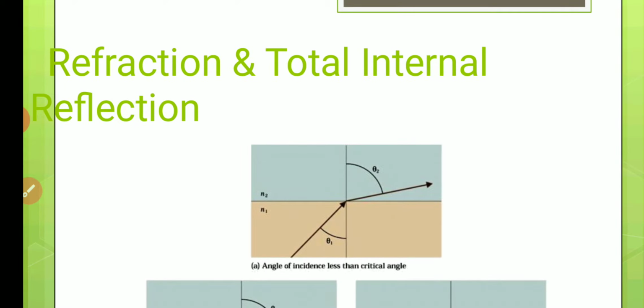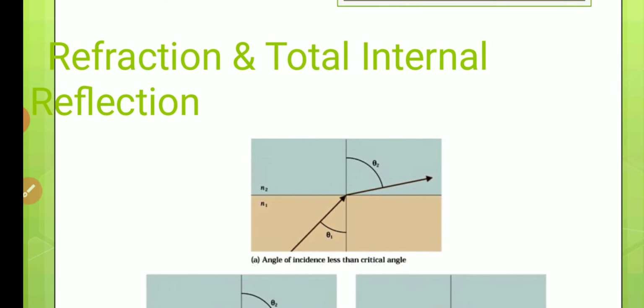Then the refraction and total internal reflection. So if someone asks you what is the principle behind the light passing through your optical fiber cable, you just answer it as total internal reflection. In figure A, N1 is one medium and N2 is another medium. For example, N1 is water and N2 is air, or N1 is air and N2 is water, separated by an interface. If light is passed from N1 to N2, theta 1 is the incident angle.